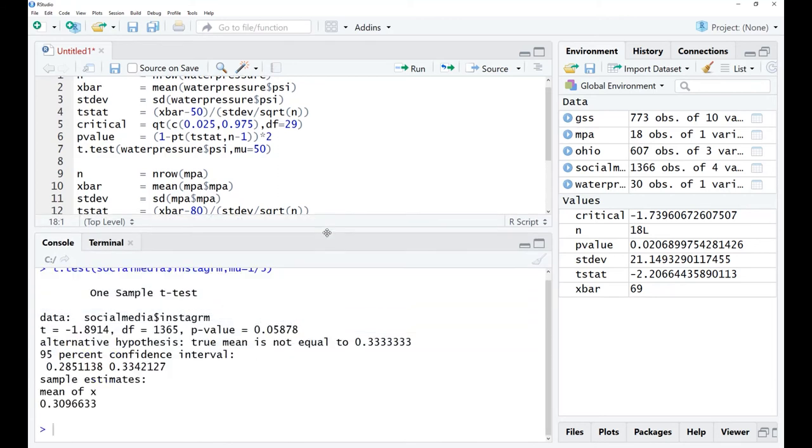If we execute this, we see that the t-statistic is -1.89. This is what we have calculated also manually. And that the p-value is just slightly above the 5%. And hence, we are failing to reject the null hypothesis. So there is evidence that 1/3 of respondents are using Instagram.